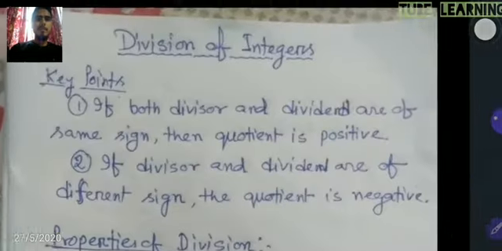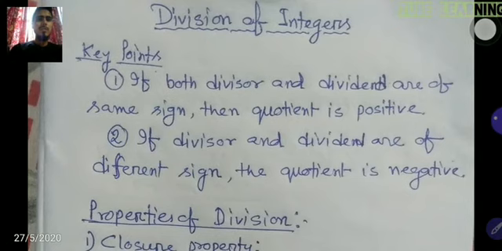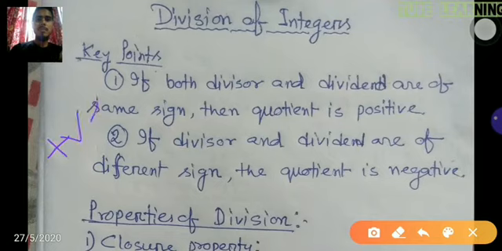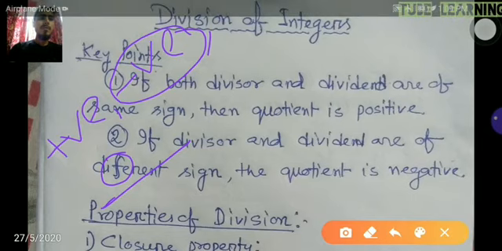In division, there are two key points you have to remember. What is an integer? Integers mean all positive numbers, negative numbers, and zero also. In the case of integers, negative numbers may also come, and when negative numbers come, we have to remember some points in division.